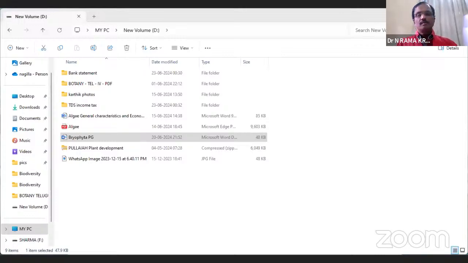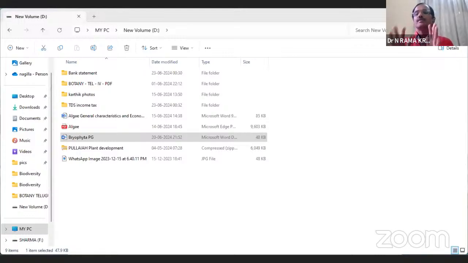So you see here, the first one is Marchantia, and Pellia and Marchantia we completed last class. Now we are going to discuss the second topic, Anthoceros. See here, this is the classification of Anthoceros. First, the division is Bryophyta, the class is Anthocerotopsida, the order is Anthocerotales, the family is Anthocerotaceae, and the genus is Anthoceros.